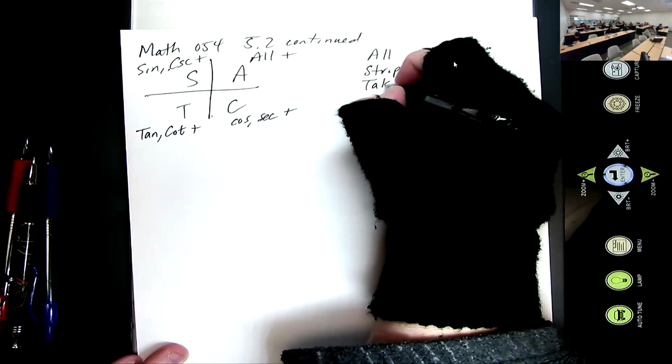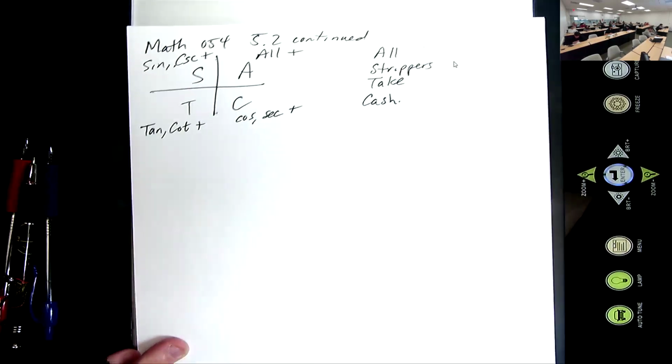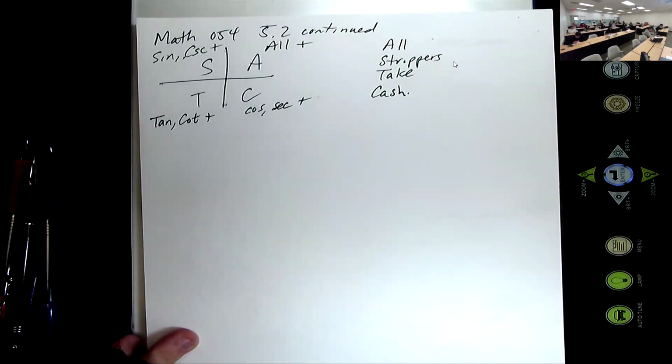Or all students take calculus if you like that one, but I don't think that's true. Or I know strippers take cash is true. If you got another acronym you like that uses ASTC, it makes sense and works for you, go for it. If it's good, share it with me.